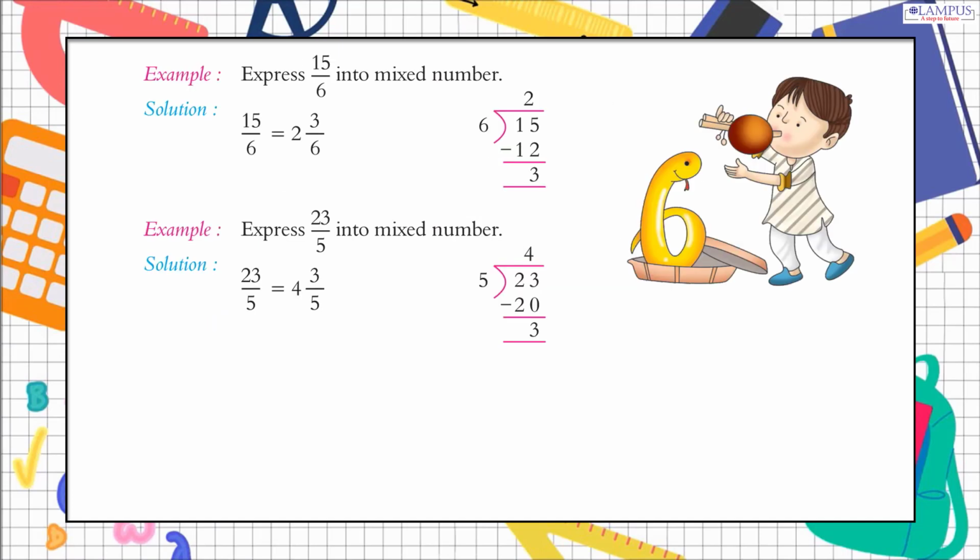Example: express 15 by 6 as a mixed number. Solution: 15 divided by 6. Quotient is 2, remainder is 3 and divisor is 6. 15 by 6 equals 2 and 3 by 6. Example: express 23 by 5 as a mixed number. Solution: 23 divided by 5. Quotient is 4, remainder is 3 and divisor is 5. 23 by 5 equals 4 and 3 by 5.